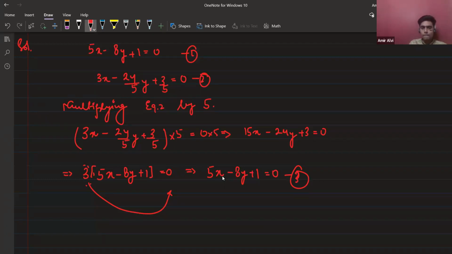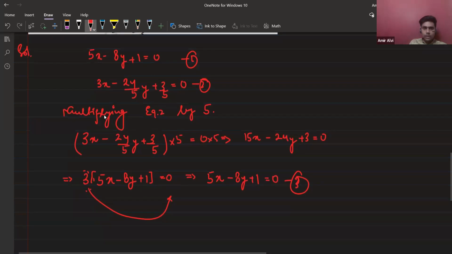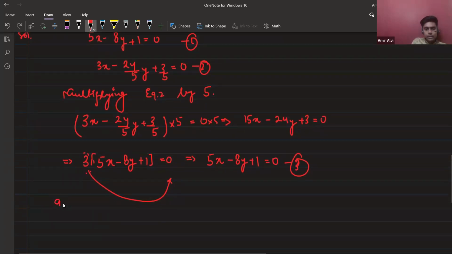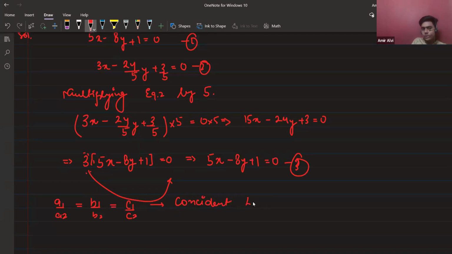Any doubt? No, sir. Now tell me, all of you, the ratios A1 by A2, B1 by B2, and C1 by C2, are they all equal, yes or no? Yes, sir. Exactly equal, which means that they are coincident lines. It has infinitely many solutions. Coincident lines can have multiples, basically a constant multiplied with them. Got it?